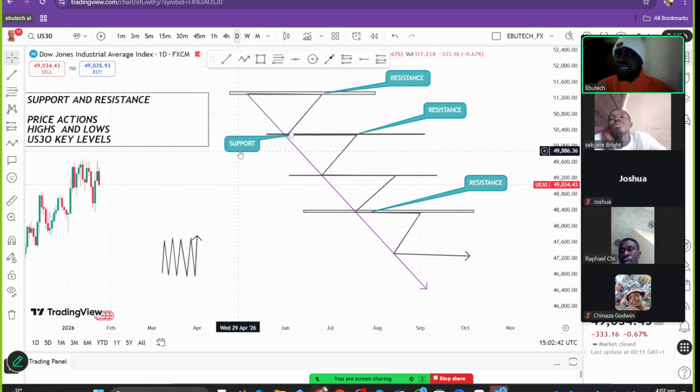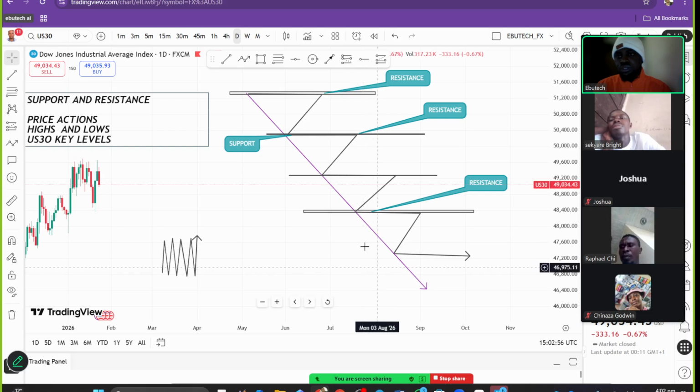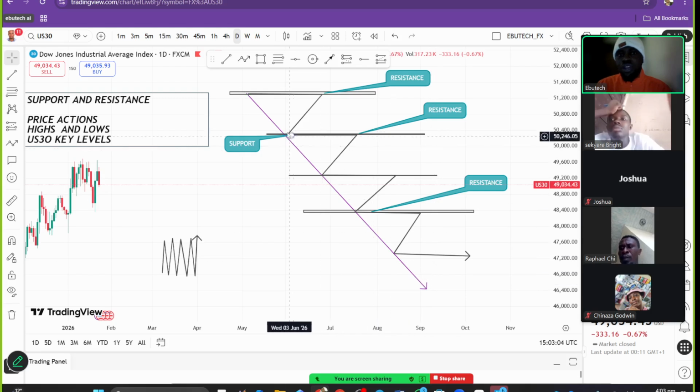Because we are not looking at the buy. If you see anything buy, you ignore it. You are looking at selling the market because it's already a downtrend. That's how the market moves. The market moves in an uptrend, in a downtrend, and in a consolidation trend. So when you are seeing that the market is moving like this, what is expected of you is to sell the market.